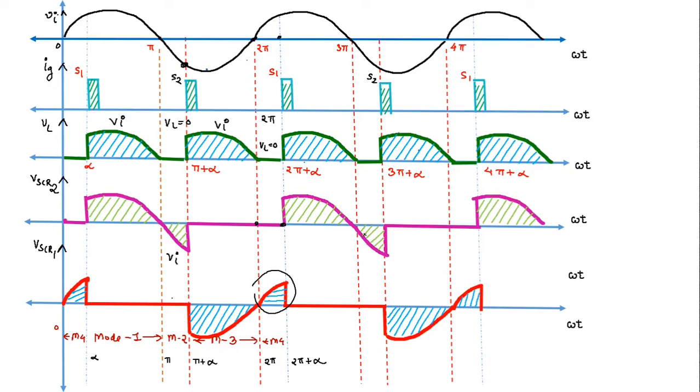Now after this mode number 4, again mode number 1 comes at omega t is equal to 2 pi plus alpha. So this semi converter in symmetrical configuration has 4 modes of operation. I hope you have understood this topic of semi converter in symmetrical configuration.